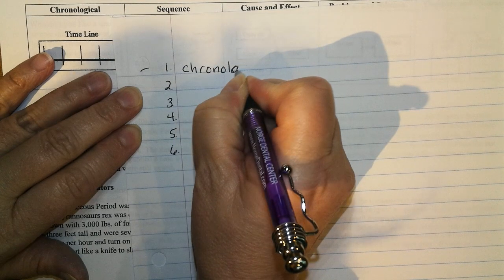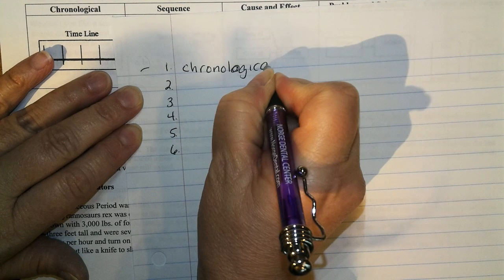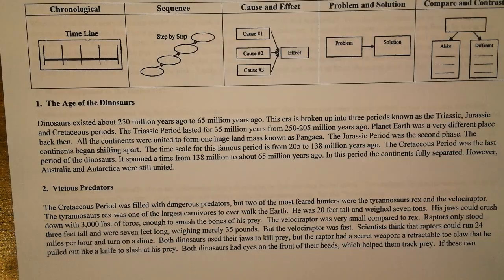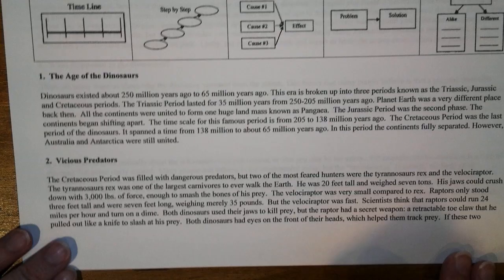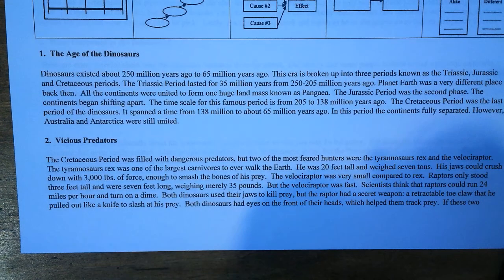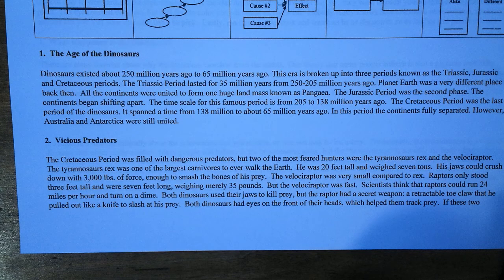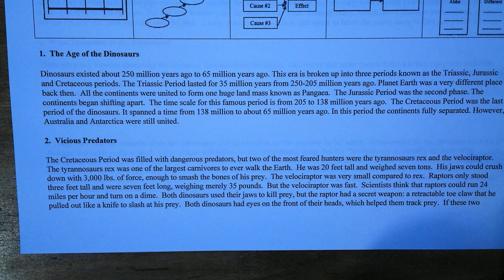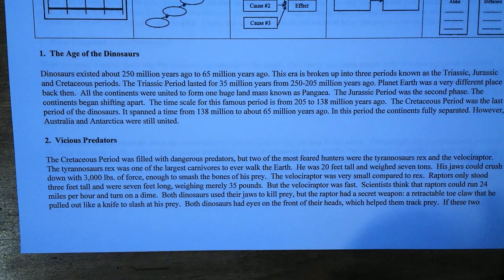Okay, so let's read number 2. Vicious predators. The Cretaceous period was filled with dangerous predators, but 2 of the most feared hunters were the Tyrannosaurus rex and the Velociraptor. The Tyrannosaurus rex was one of the largest carnivores to ever walk the earth. He was 20 feet tall and weighed 7 tons. His jaws could crush down with 3,000 pounds of force, enough to smash the bones of his prey.